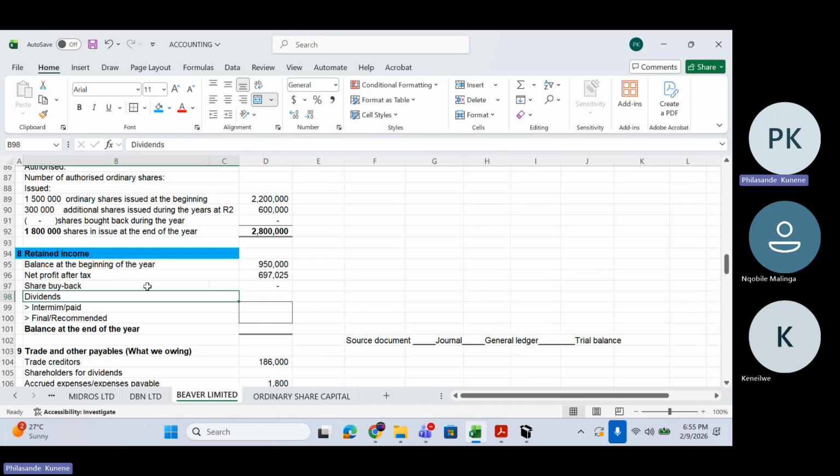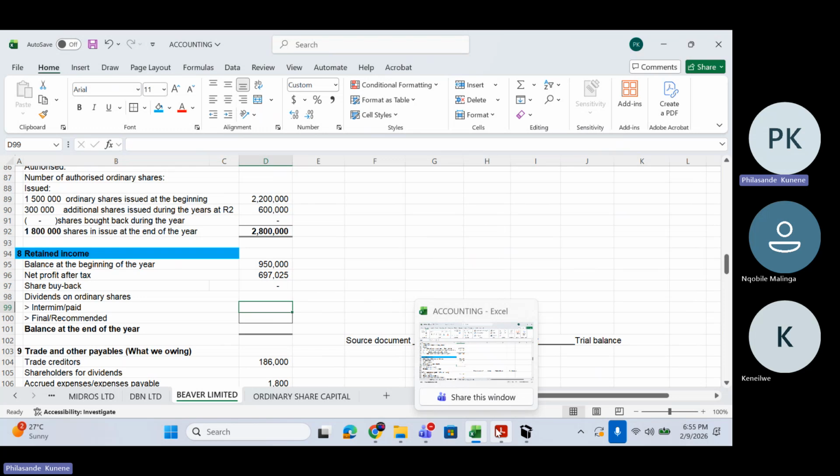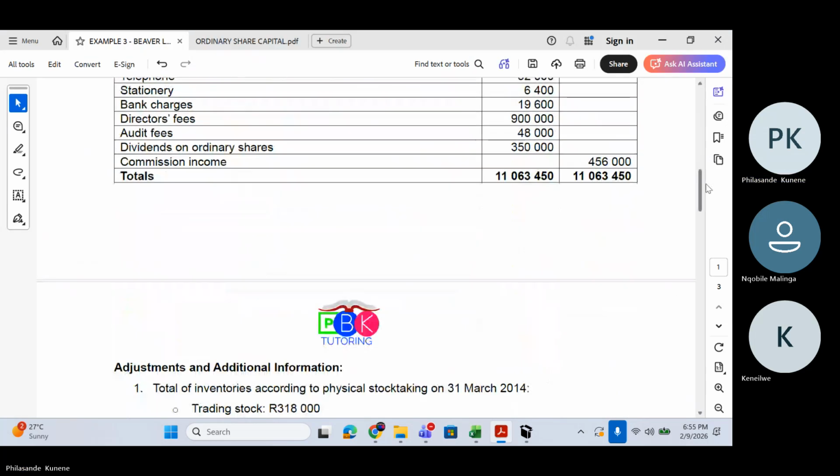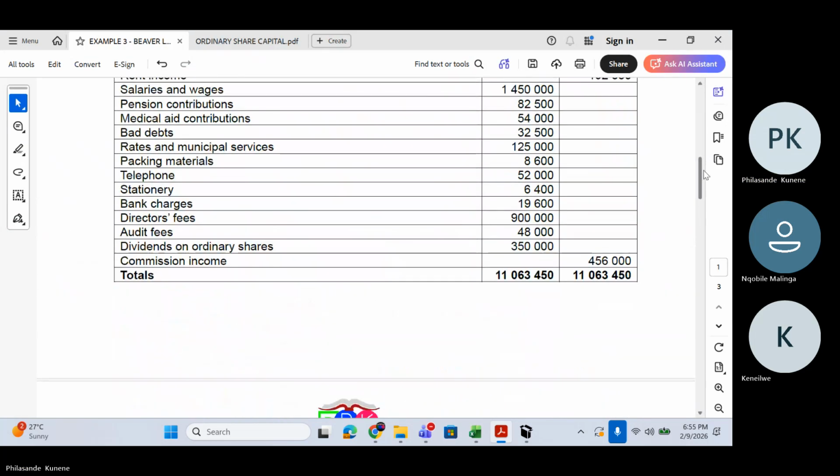Then dividends on ordinary shares. Usually here we call it dividends on ordinary shares. So we need to state dividends on ordinary shares, not just dividends only. The format does not say that. We have interim, we have final. So the interim dividends, where do we get the interim dividends that were declared?